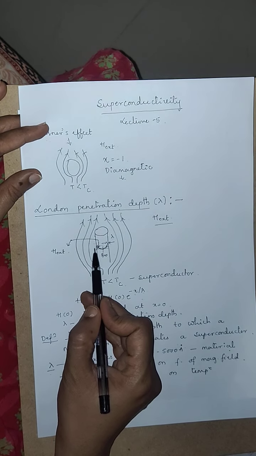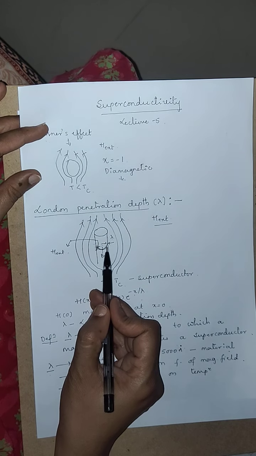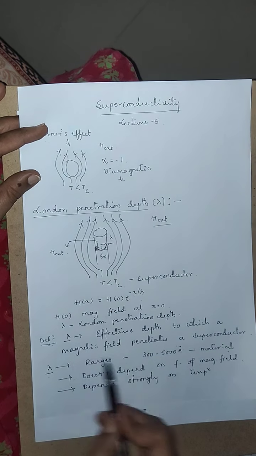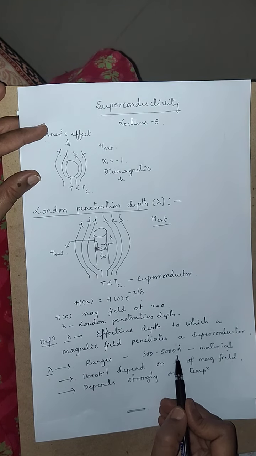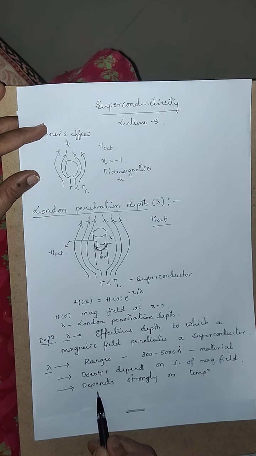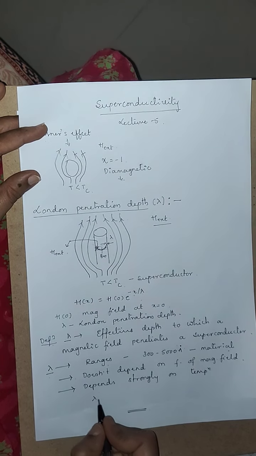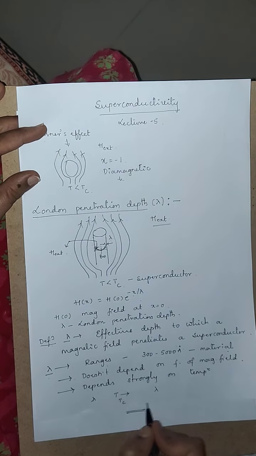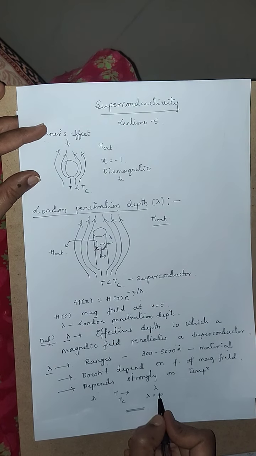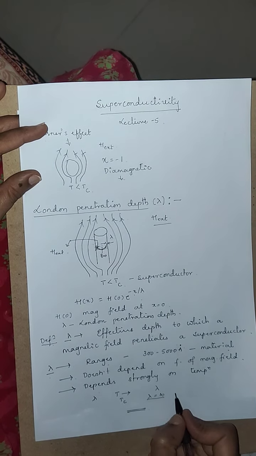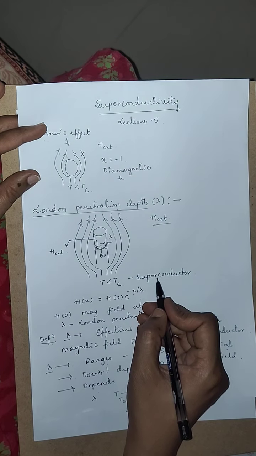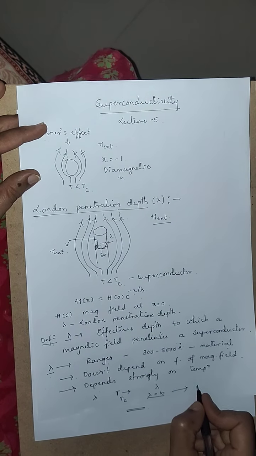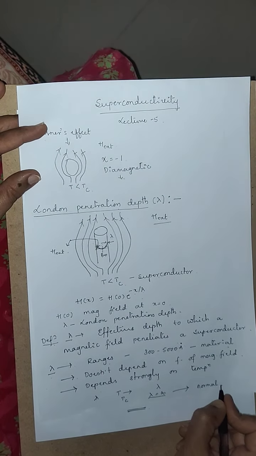The depth at which this flux enters the body at the ends of the material is known as the London penetration depth. It can be from 300 to 500 angstrom unit. It depends on the temperature. If temperature increases, lambda also increases. At the critical temperature, lambda becomes equal to infinity. Lambda becoming equal to infinity tells us that the material is no more superconducting. That means flux is entering the entire body. Hence the material tends to turn to its normal state.